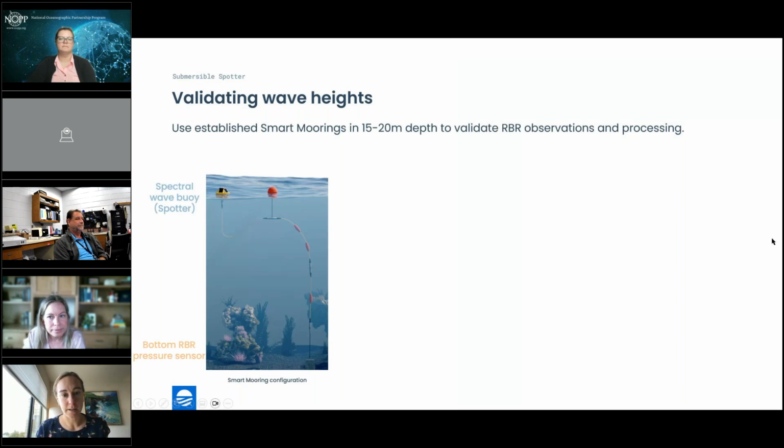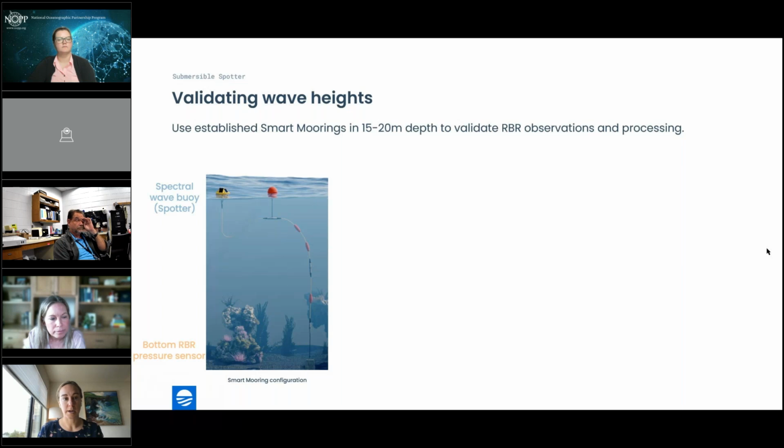So how do we validate some of the observations from this instrument? This isn't a novel method for observing water levels or waves, very classic to put a bottom mounted pressure sensor, but definitely valuable to make sure that the data that we're getting in this form factor, in this deployment method, and the processing that we apply is reliable. So as mentioned, we actually have a performance record with these smart moorings where you have a co-located surface wave buoy, the Spotter, and a subsurface RBR pressure sensor.